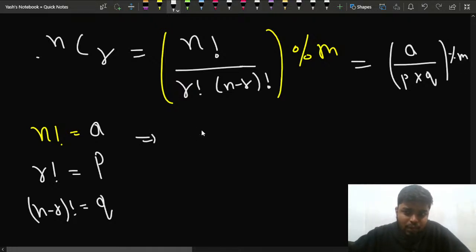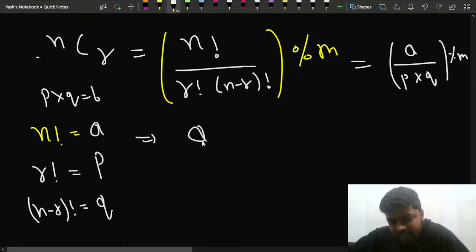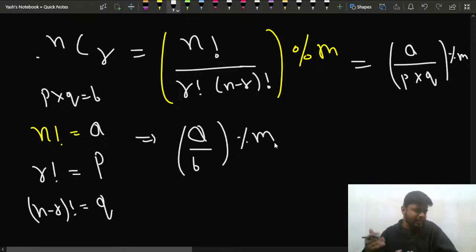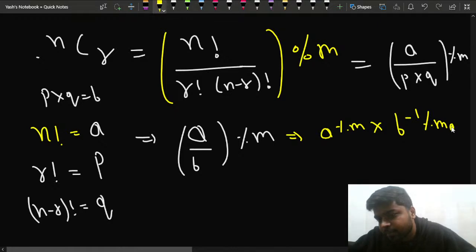Now if I say that p into q is nothing but b, an expression b that I would be making, then it would become a by b and modulo m. Now are we closer to the conclusion? Yes, we are closer to the conclusion. This is nothing but a mod m into b to the power minus 1 mod m, right?